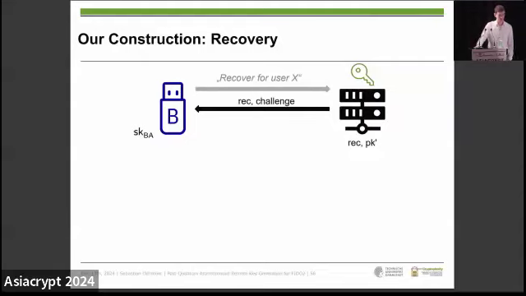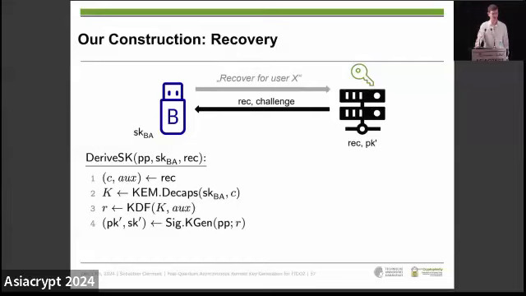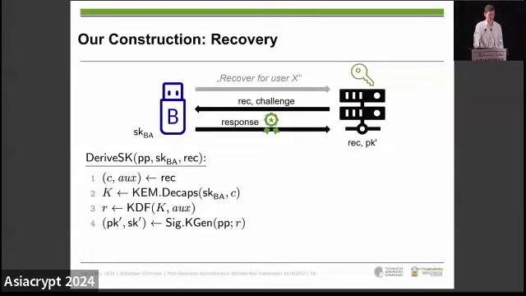During recovery, the backup authenticator, which has access to the corresponding CAM secret key, now has to execute the derived secret key algorithm, where he first performs the decapsulation on the CAM ciphertext to receive a key, then he uses the same key derivation function to obtain the same randomness, and then deterministically generate the exact same key pair as the primary authenticator has done before. So knowing this derived secret key, he can now successfully perform the recovery.